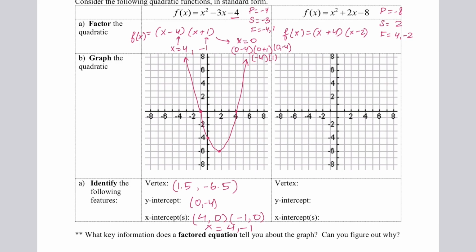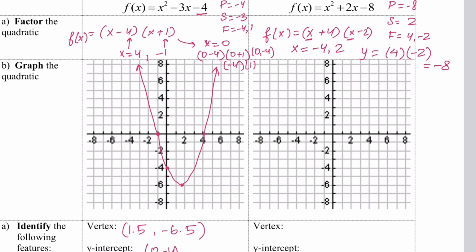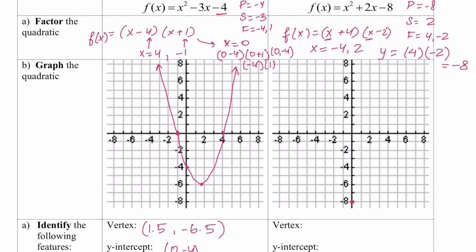Try the same thing on the right side. Pause the video. Okay, so your x will be negative 4 and 2. Your y, put 0 over here, replace your x with 0. You'll have negative 8. So this is our y-intercept. And then negative 4 and 2.